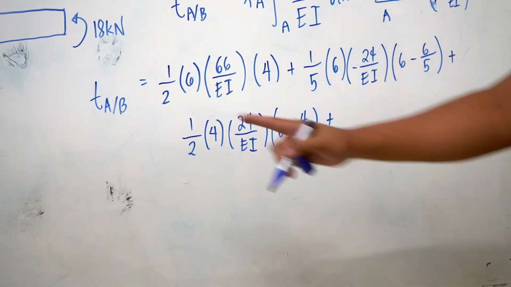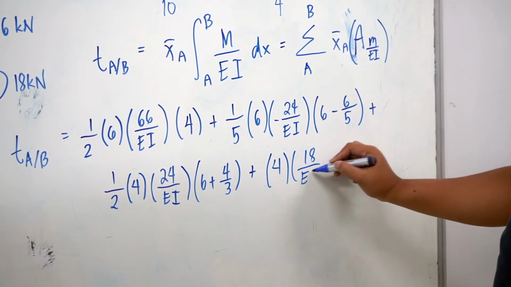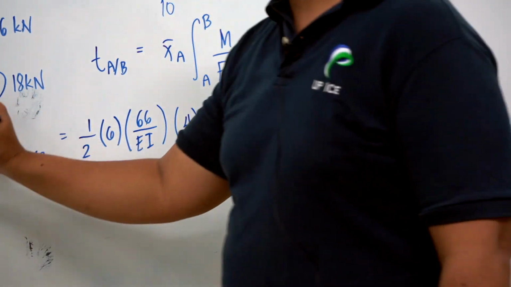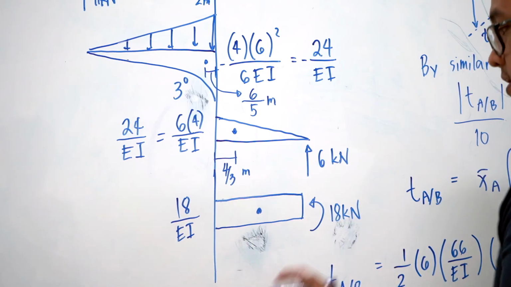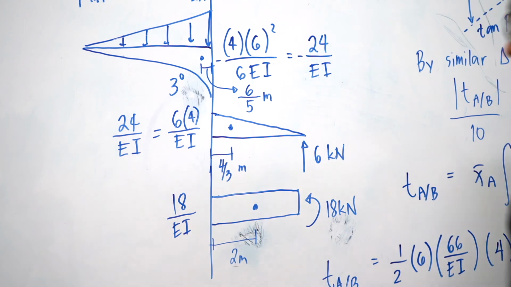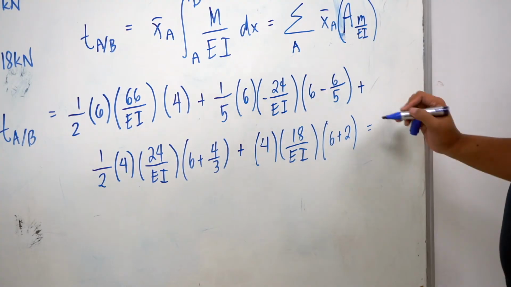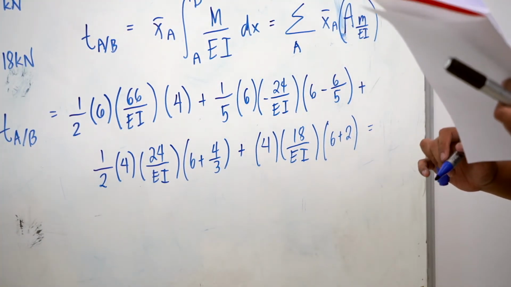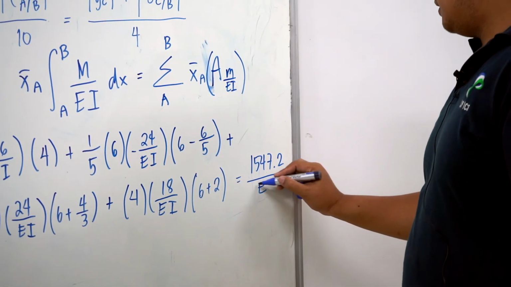And finally, for our fourth area, the area of that rectangle is 4 times 18 over EI, times the centroid, which is here. Measured from A, that is, if this is 2 meters, up to A, that is 6 plus 2 meters. So we should get a value equal to 1547.2 over EI.